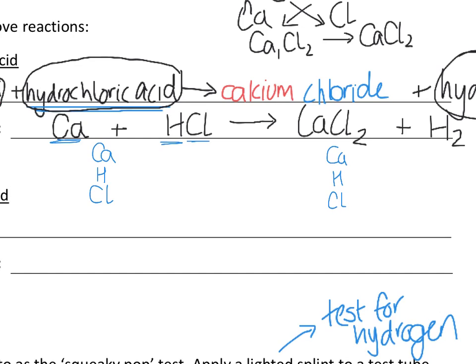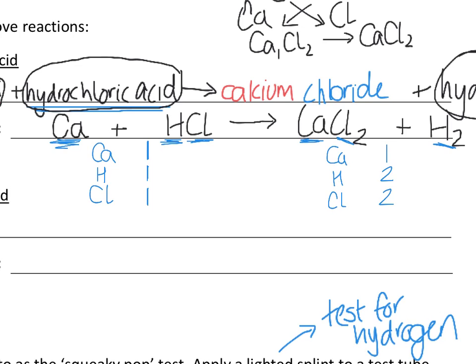Next step is to count up how many I have on the left hand side. So you can see that I've got 1 calcium, I have 1 hydrogen, and 1 chlorine. Now let's count it up on the right hand side. So again, I have 1 calcium. Now hydrogens, I've got H2, so that means I have 2 hydrogens. Chlorines then, I have Cl2, that means I have 2 chlorines. So you can see that our equation is not balanced, as I have 1 hydrogen and chlorine on the left hand side and 2 on the right hand side.